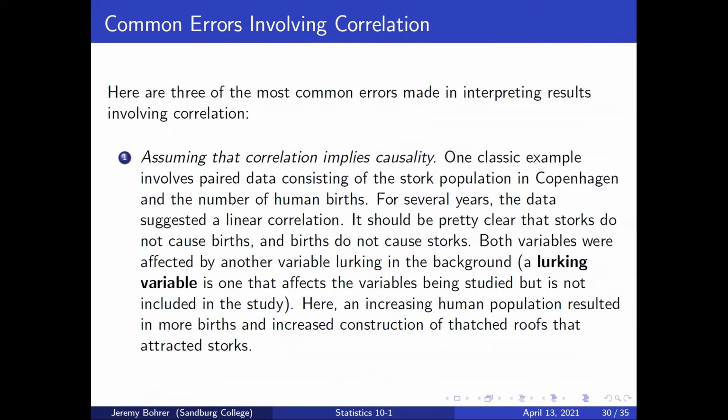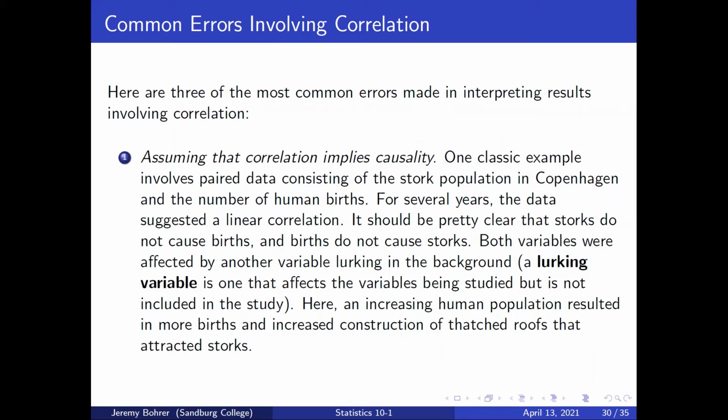Here are 3 of the most common errors made in interpreting results involving correlation. First, assuming that correlation implies causality. One classic example involves paired data consisting of the stork population in Copenhagen and the number of human births. For several years, the data suggested a linear correlation. It should be pretty clear that storks do not cause births and births do not cause storks.